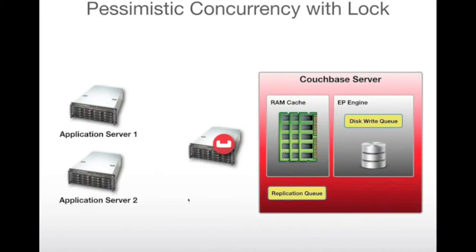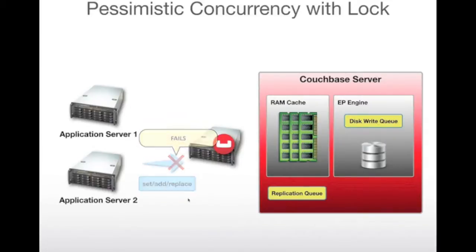So we do have pessimistic concurrency. We can actually do single lock documents. We can lock documents. It's called get with lock. It's retrieving it off the cache and locking the document. You can still do gets on it, but you can't do any writes. So in this case, it fails.